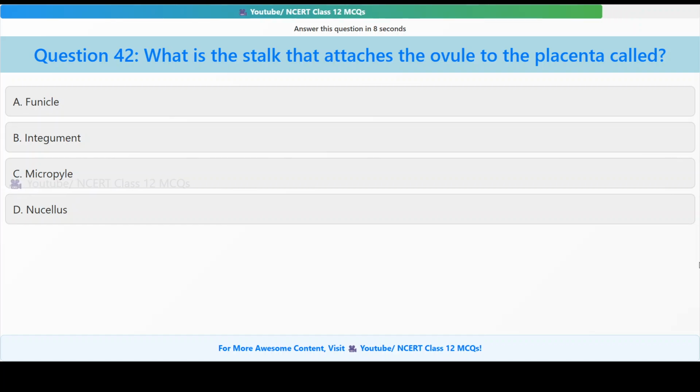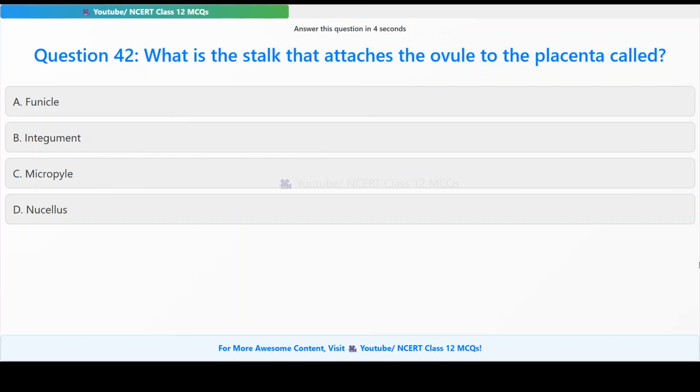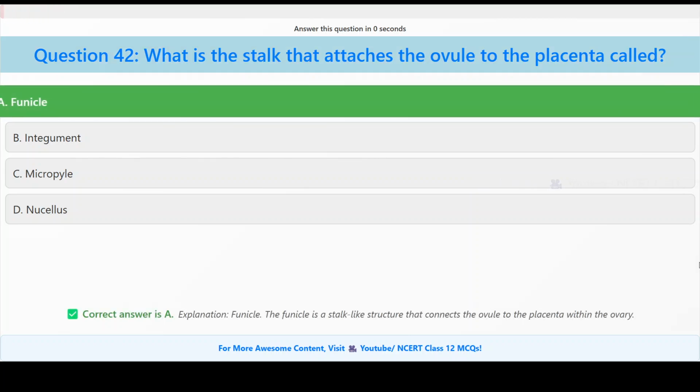Question 42. What is the stalk that attaches the ovule to the placenta called? Funicle. The funicle is a stalk-like structure that connects the ovule to the placenta within the ovary.